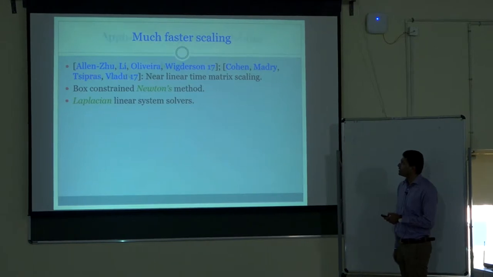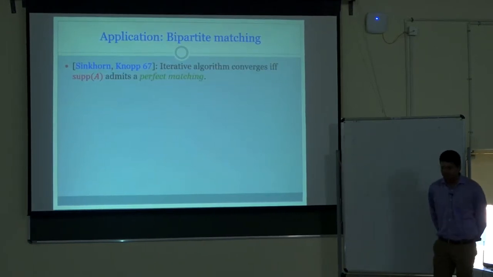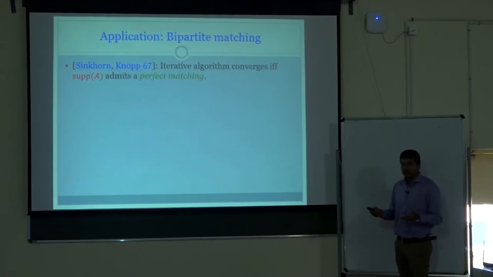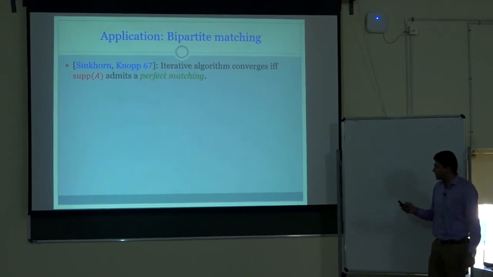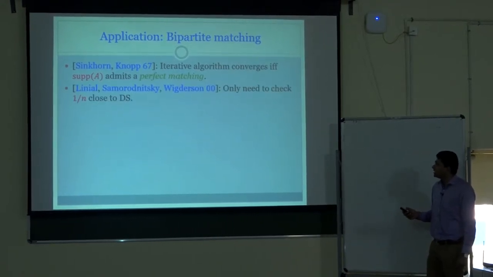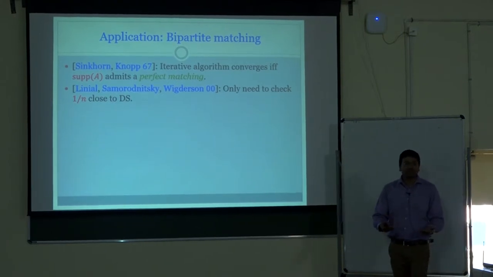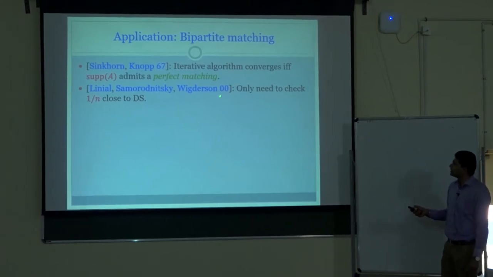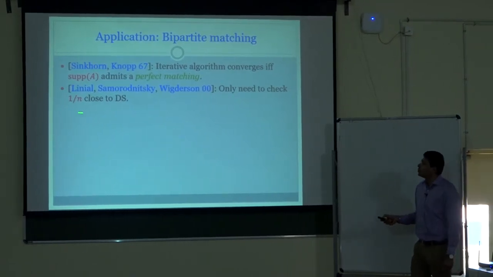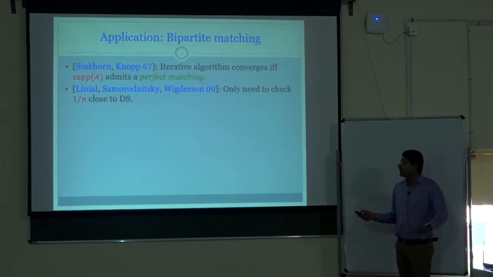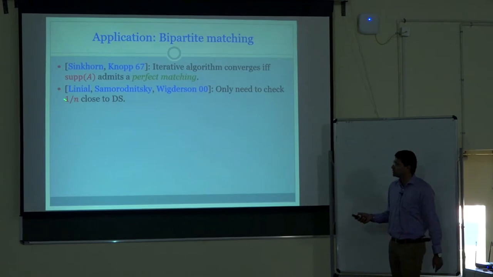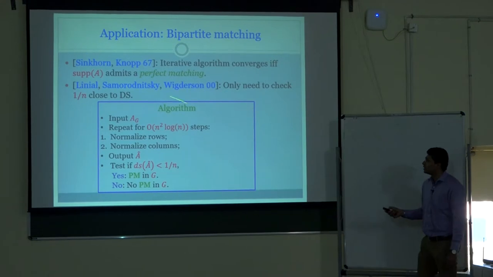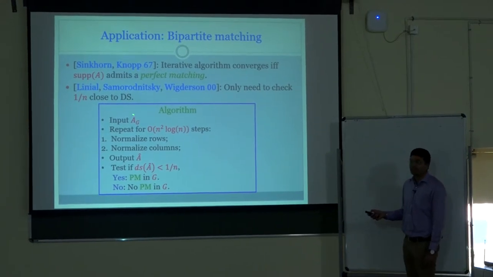Now let's look at an application of this matrix scaling problem. One application is bipartite matching. We know that this algorithm converges if and only if the graph has a perfect matching. But how do you check whether this algorithm converges or not? How close to doubly stochastic do you need to get? Linial, Samorodnitsky and Wigderson proved that you only need to get 1 over n close to doubly stochastic, and after reaching this, you can say that your graph has a perfect matching. So this gives a very simple algorithm for deciding if a graph has a perfect matching.